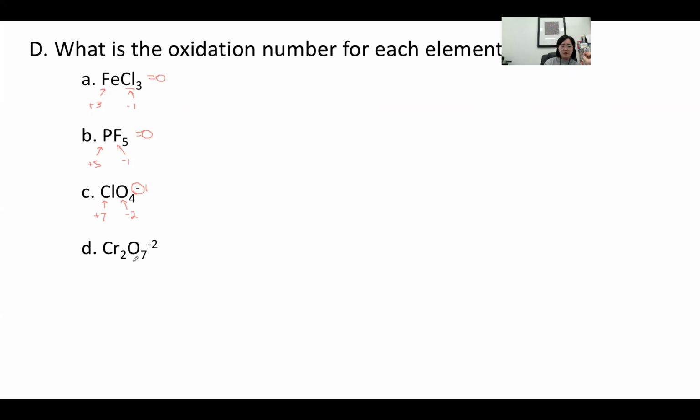All right, dichromate. Oxygen is -2, there's 7 of them, so it's a total of -14. We need to make the charge add up to -2. If this is -14, you might be thinking chromium should be +12 to make it add up to -2, but there are 2 of them, so it's going to be +6 for each of them. So for each chromium atom, the oxidation number is +6. For each oxygen atom, the oxidation number is -2.